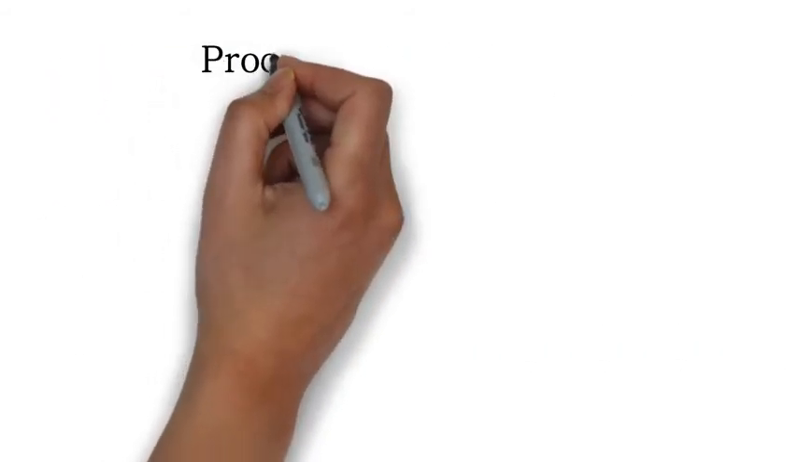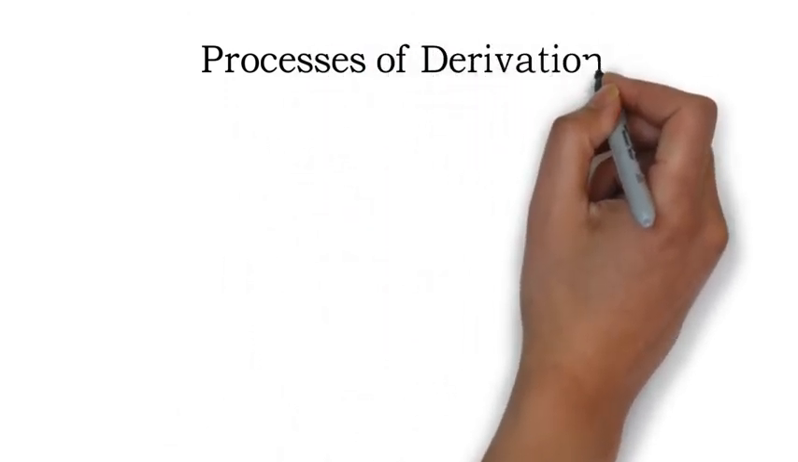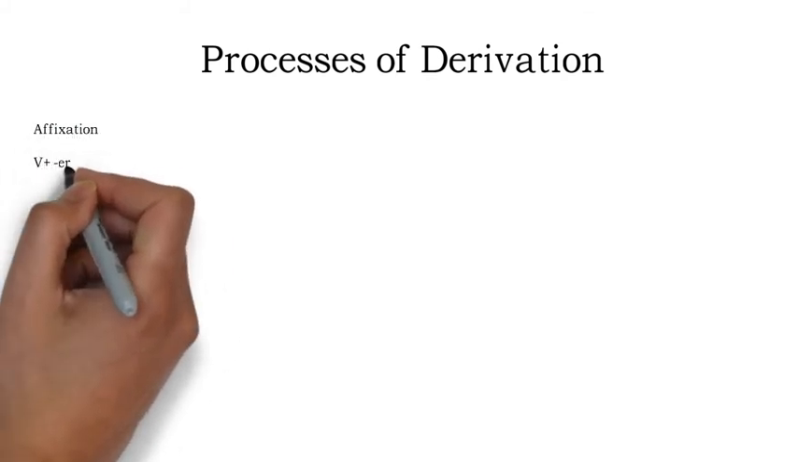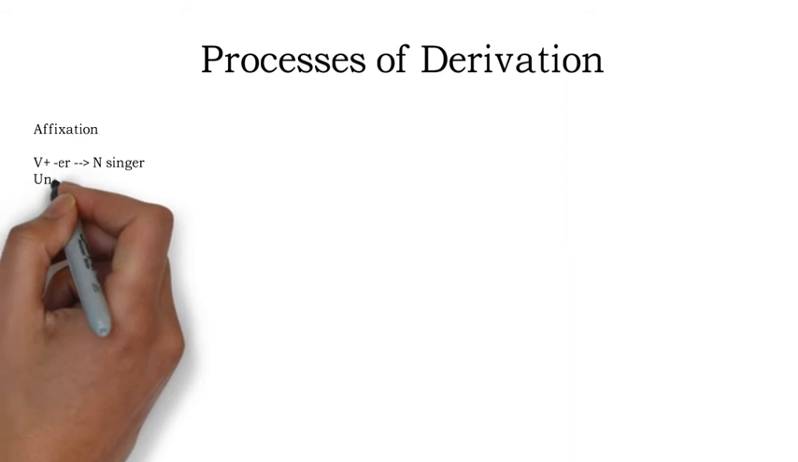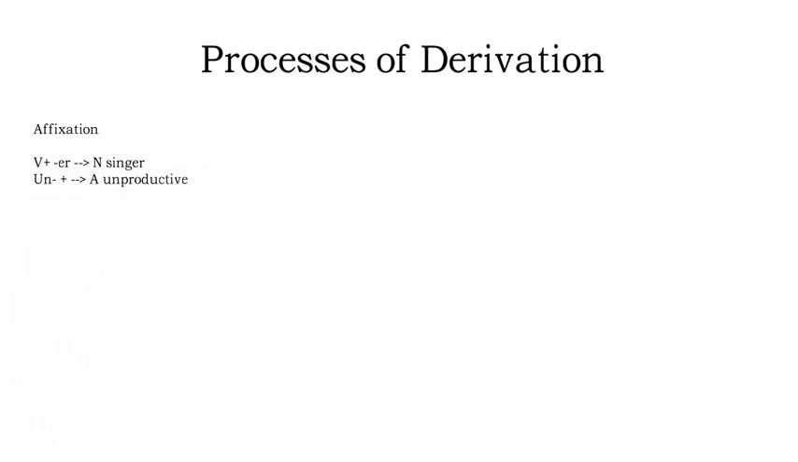Now we will learn some processes for derivation. First, we have affixation. Words are formed by adding affixes. For example, a verb plus an affix -er is equal to a noun, singer. Un- plus an adjective is equal to an adjective, unproductive.